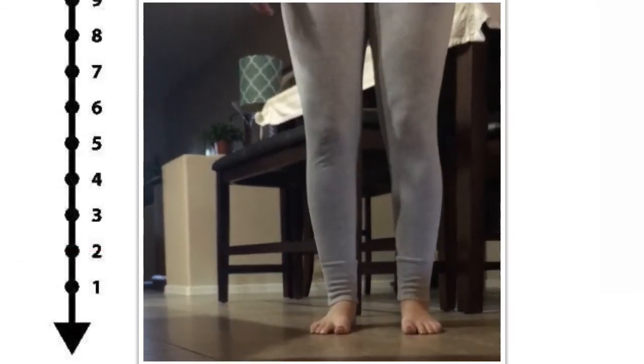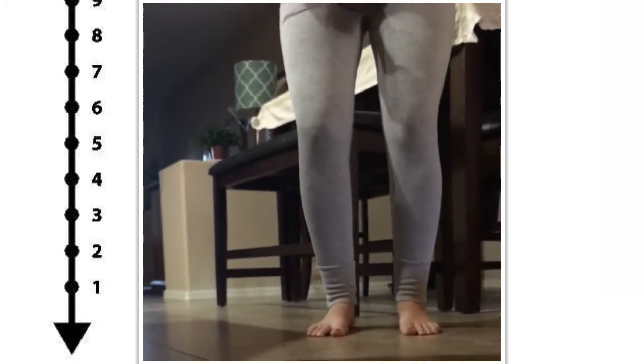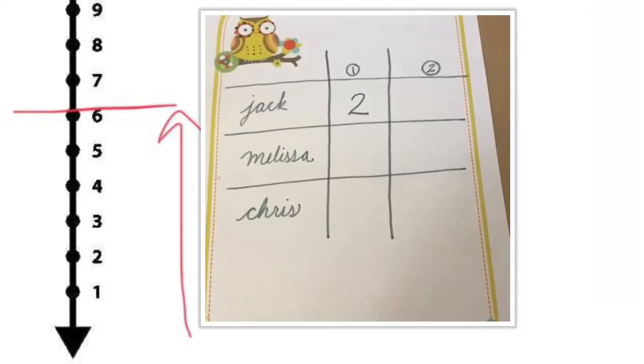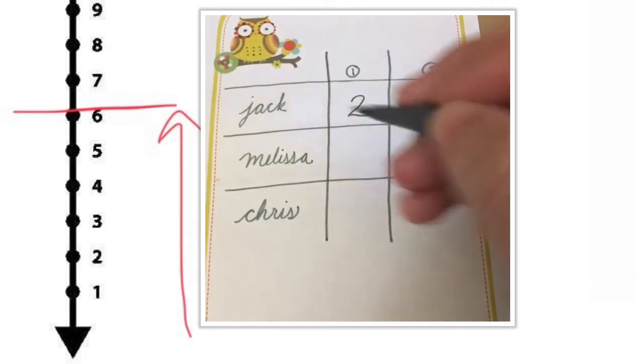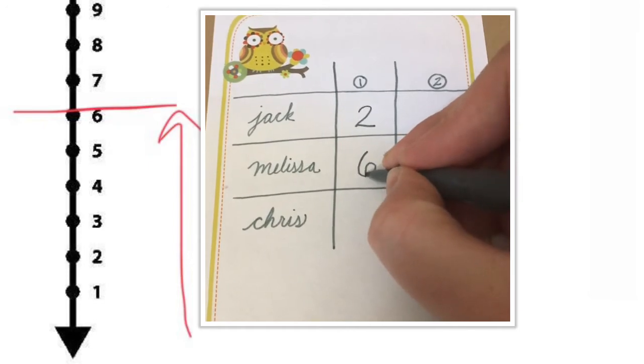Okay, can you see my feet? Yeah. All right, 1, 2, 3, go! Let's record the data. Miss Melissa's jump was 6 units high.